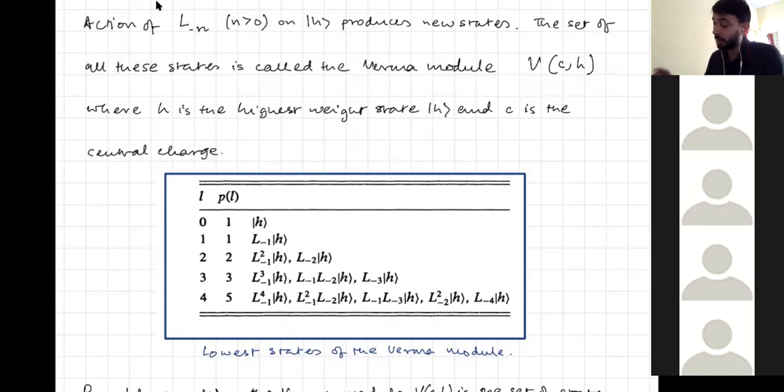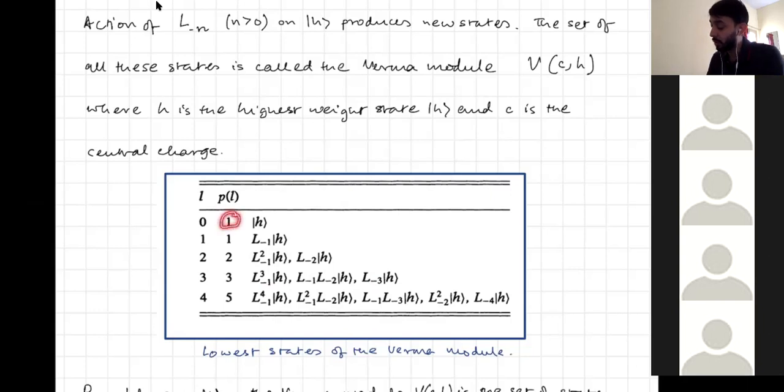Okay, for example, you can look at the lowest lying states. This is like what we did last time around. For level 0, you have |H⟩. For level 1, you have L_{-1} on |H⟩. For level 2, you have these two states. For level 3, you have 3 states. For level 4, you actually have 5 states.